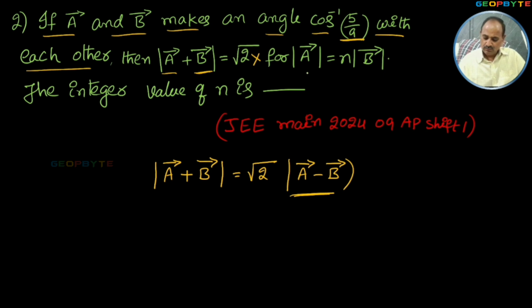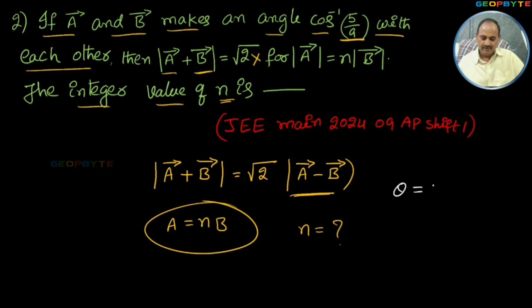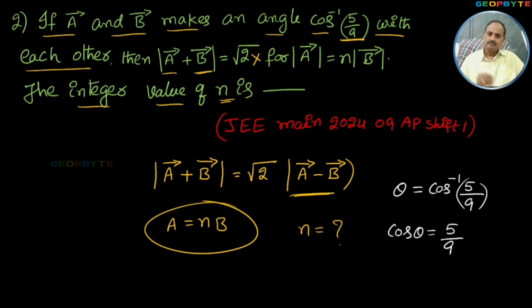Okay. Now, for vector A, it is given that vector A equals n times the vector B. This is the condition. Then what is the value of n? You are asked to decide what is the value of n. Since it is given that theta, the angle between the two vectors, is equal to cos inverse 5 by 9, then I can say that cos theta equals 5 by 9.